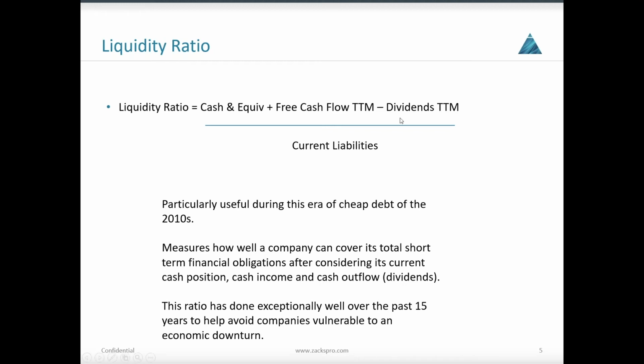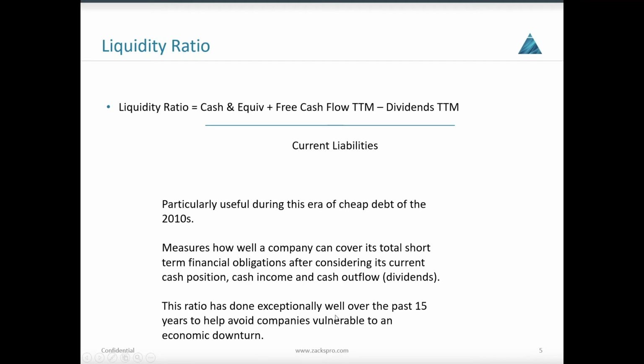And specifically, we're going to talk about Exxon, where Exxon has paid more in dividends for many years than the total amount of free cash flow that they generate. So what that's done is it's depleted their cash balance and therefore depleted their liquidity ratio and their quick ratio and all the other leverage ratios that we just mentioned here. So this measures how well a company can cover its total short-term financial obligations after considering its current cash position, cash income, and cash outflow, which are dividends.